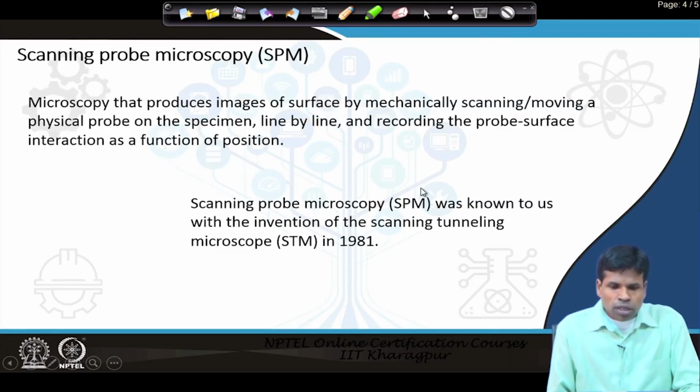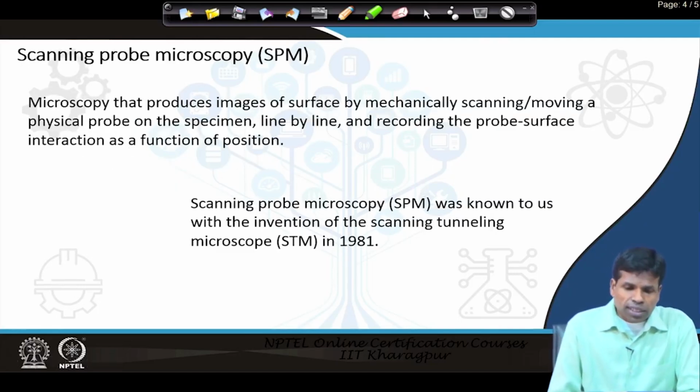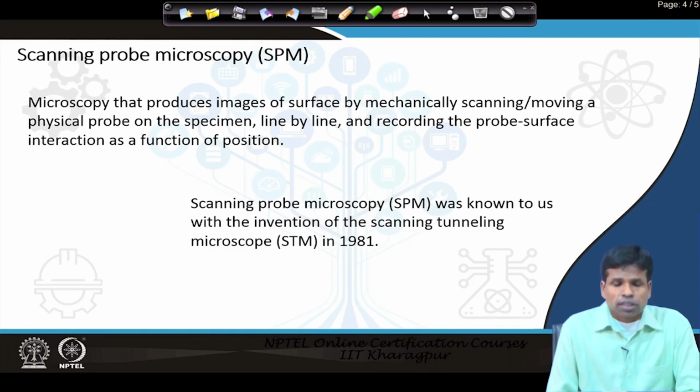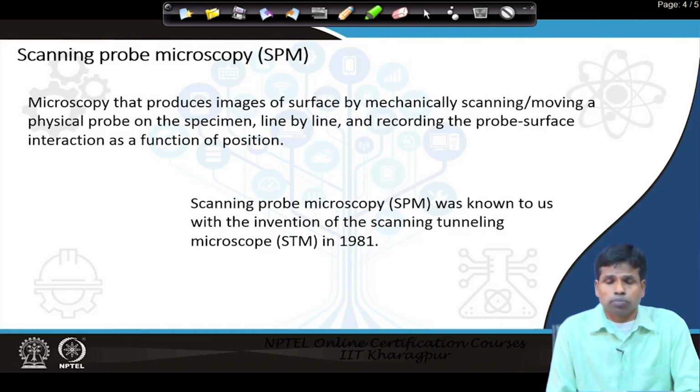If we go for the definition, then the microscopy that produces images of a surface by mechanically scanning or moving a physical probe on the specimen line by line and recording the probe-surface interaction as a function of position is nothing but scanning probe microscopy. And it became known to us with the invention of the scanning tunneling microscope in 1981.